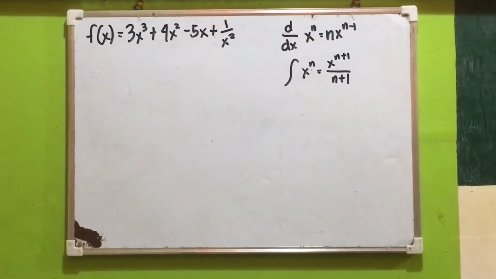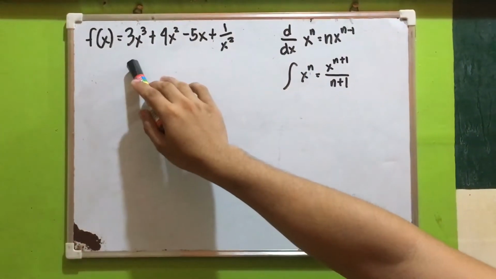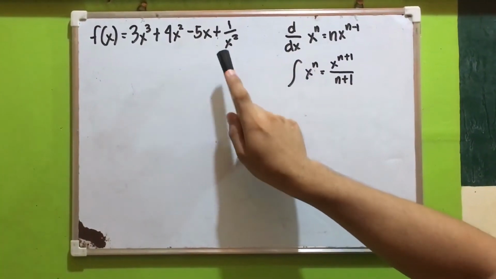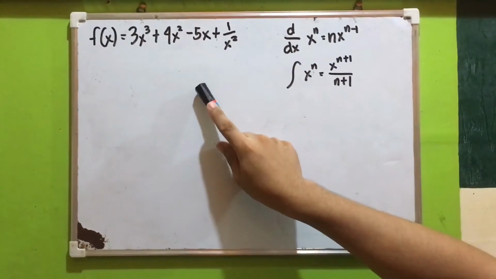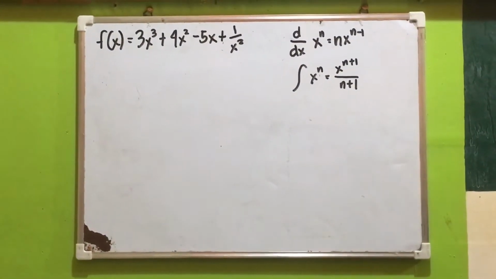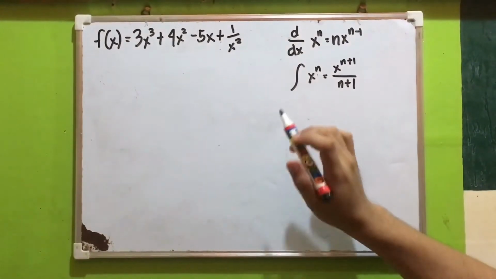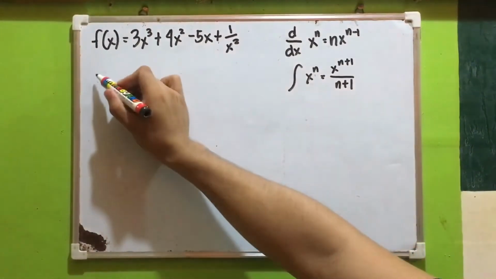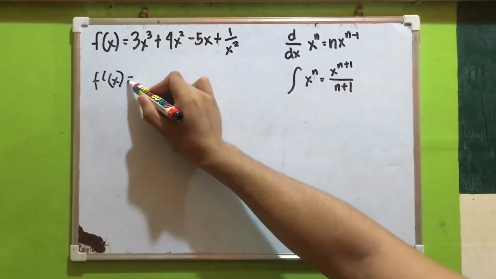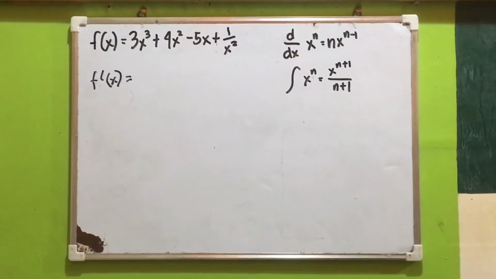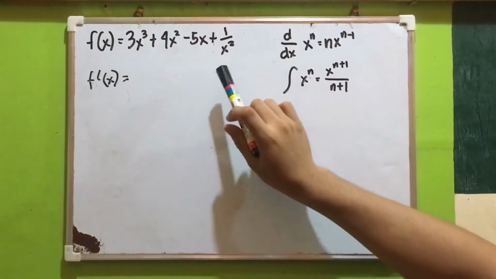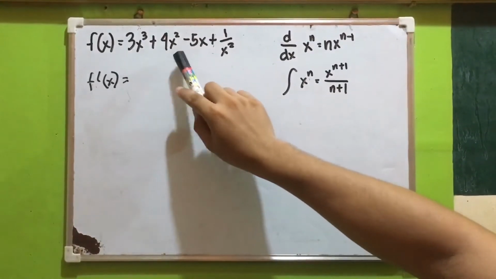So let's start. Given that f of x is equal to 3x cubed plus 4x squared minus 5x plus 1 over x squared, we are tasked to find the derivative of this equation. Simply, when we state the derivative of a certain equation, we can just say f prime of x. Then, the first thing to do is to identify what formula we should use throughout solving the equation.